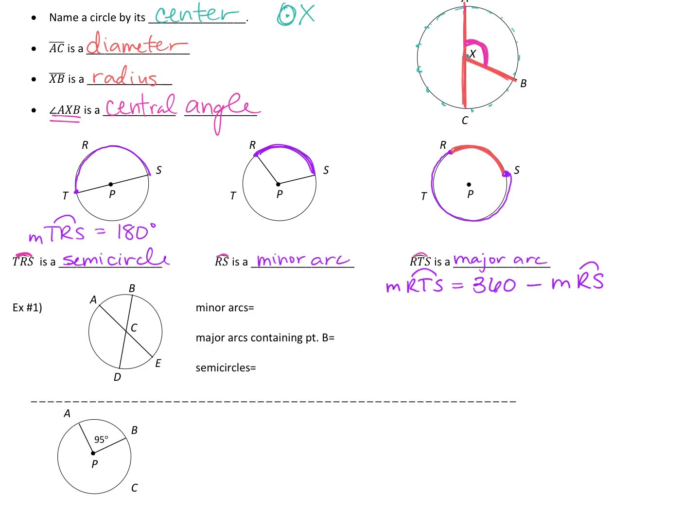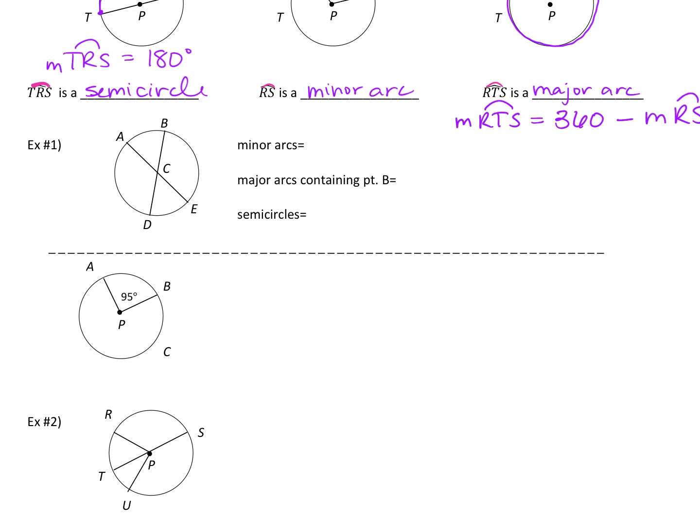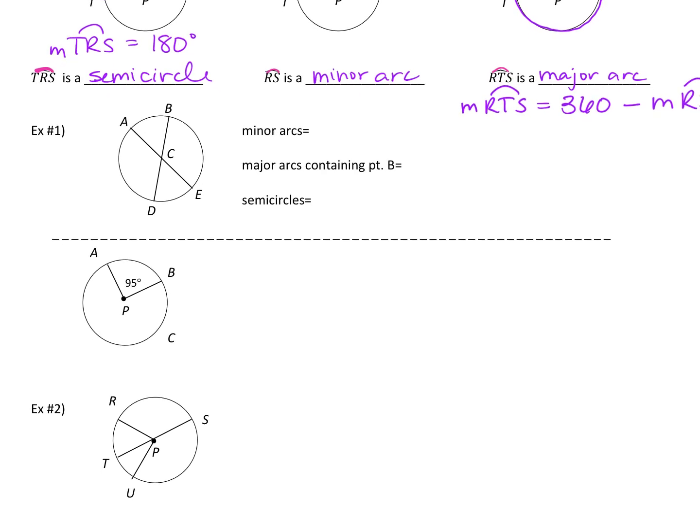Okay, so let's talk some arcs here. Can you tell me a minor arc that you see in that example 1? AB. Arc AB would be a minor arc. What's another minor arc? DE would be a minor arc. What's another one? AD would be a minor arc. There's one more. BE or EB. Doesn't matter what order you put the letters in, okay? So those are the minor arcs. They're less than 180 degrees.